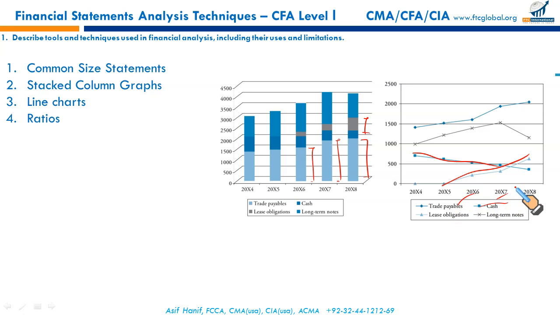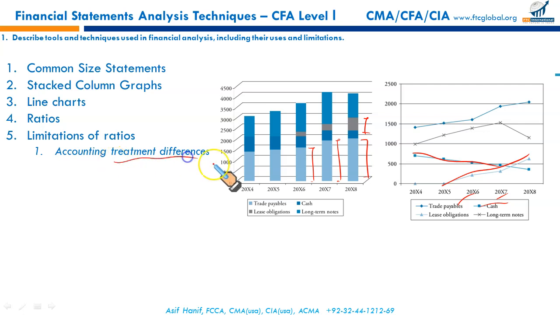Ratios are one of the major tools we use, but they are not without limitations. The major limitation of ratios is that accounting treatment may differ. One of your subsidiaries is operating in a country where IFRS financial statements are required to be prepared under IASB standards, and another subsidiary is operating in the US, where the financial statements are prepared under US GAAP. So there are many differences, and these differences could pose a problem for us for comparison purposes.